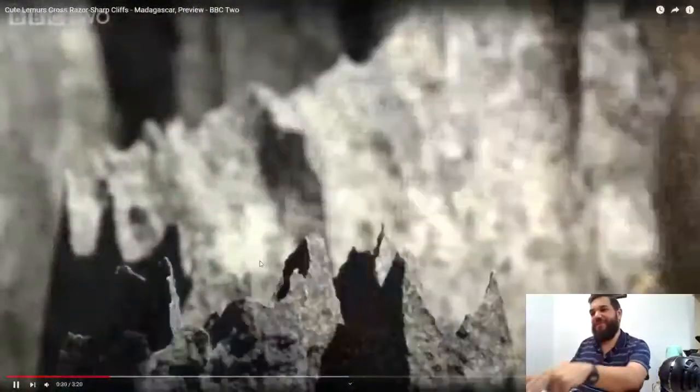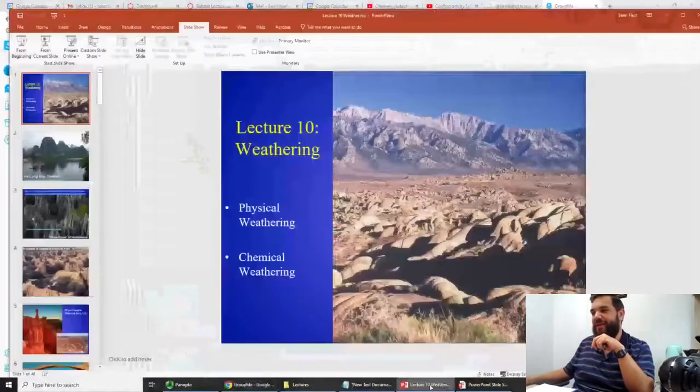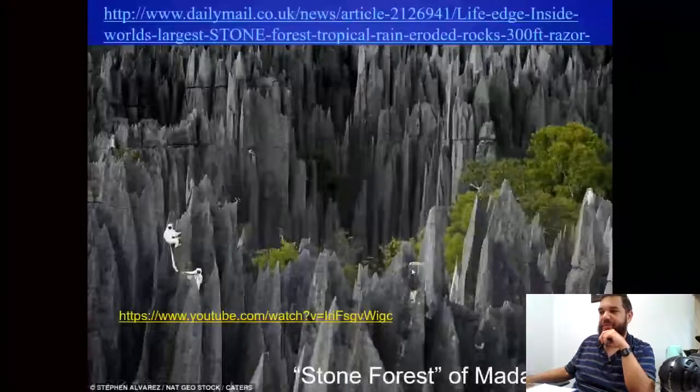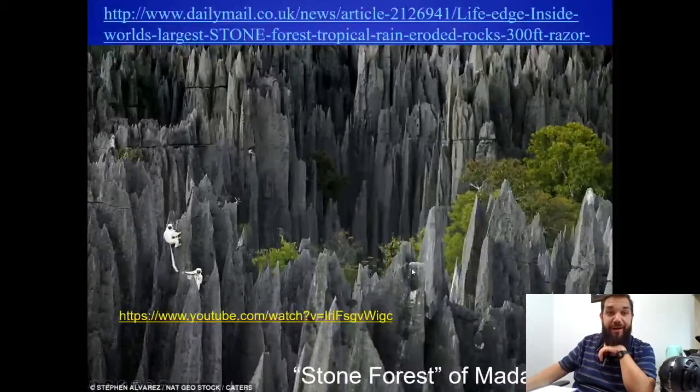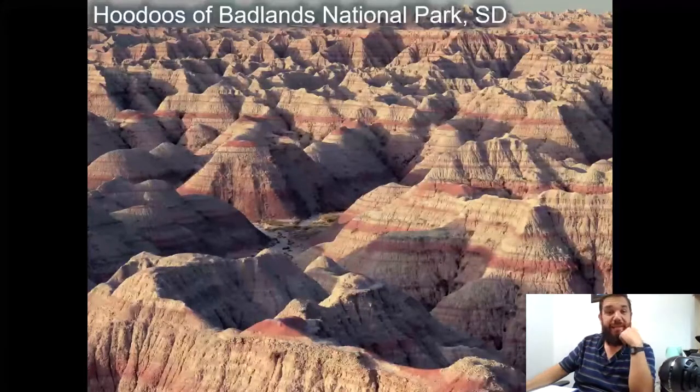So anyway, I don't want to show too much of that because I don't want to use up too much time. But that's where we are. Okay, that's the Stone Forest in Madagascar. It's another example of weathering. This is another example of a landscape formed by weathering.